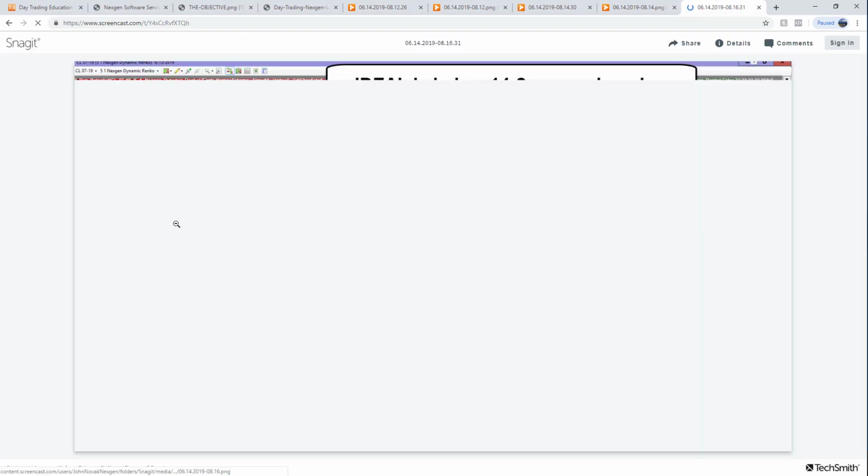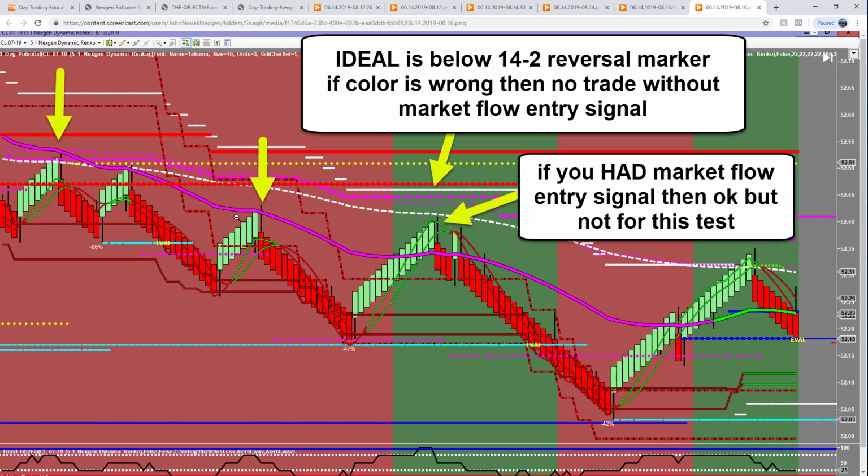The rule says as long as you're below the 14.2 reversal bar marker, which is this little white hashtag line that keeps coming down, that's the price at which a 14.2 chart makes an up bar. So as long as we're still below that 14.2 and the color is still red, we'll take another short trade.